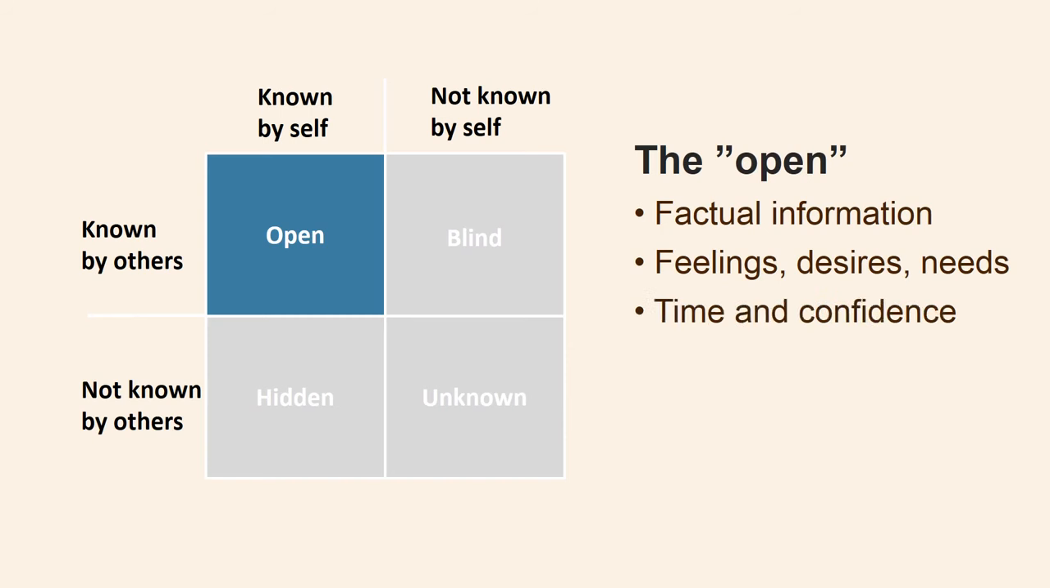In the beginning, we do not know each other. The quadrant is not very large, since there has been little time to exchange information. But the longer we know each other, and the more confidence we have in each other, the more the window shades move down or to the right. We know more about each other. You know more about me.